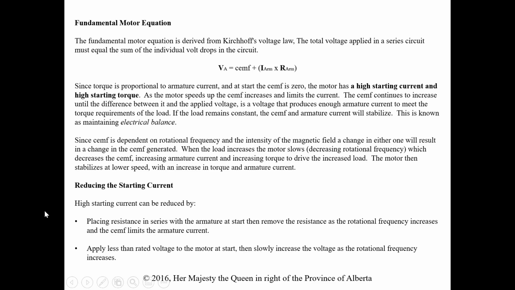Okay, how can we reduce the high starting current? High starting current can be reduced by, again, placing a resistance in series with the armature at start, then removing it, or applying less than rated voltage. So if we can drop that applied voltage and slowly increase it, we can reduce the starting current, that high inrush. This is what we'll do in the lab, this second one. We'll be reducing our applied voltage to limit the starting current so we don't pop fuses.